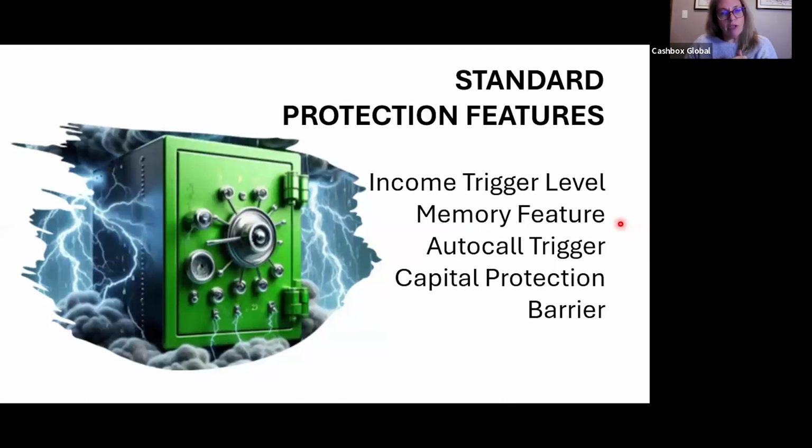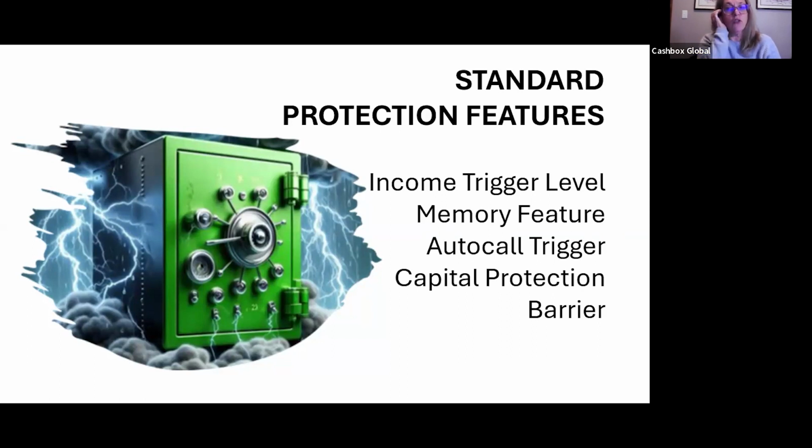We've also got the memory feature that's included in our notes. If the stocks do drop below that income trigger level, the stock, although it might not pay the coupon out, is going to be held in a memory. And the very next time the stock pops over that income trigger level, it's going to look back and pay out all of the returns that were being held in the memory, so that you don't actually lose the coupons.